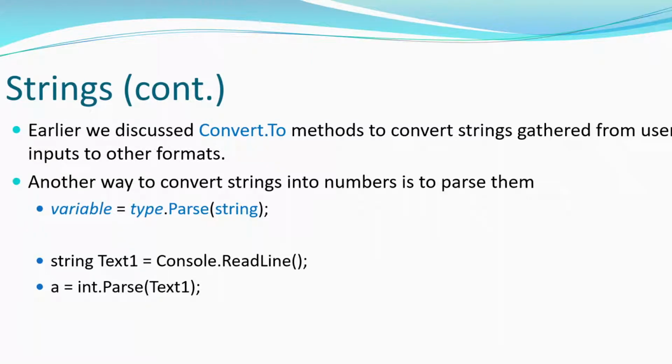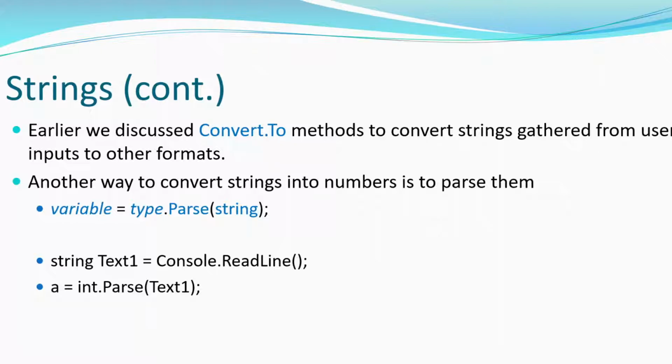Now, when we were in the user input, where we were doing read line to gather a string, we talked about using the convert to methods. If we wanted to collect a number, for example, we would use convert to integer 32 to convert the string into an integer value, so we could use it in any equations we needed to.